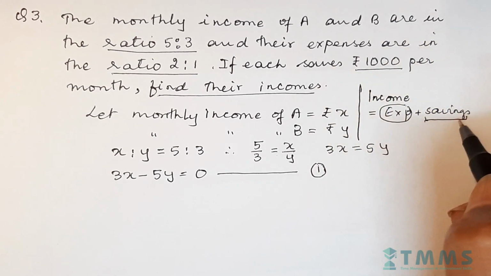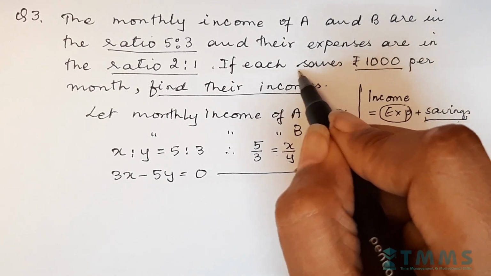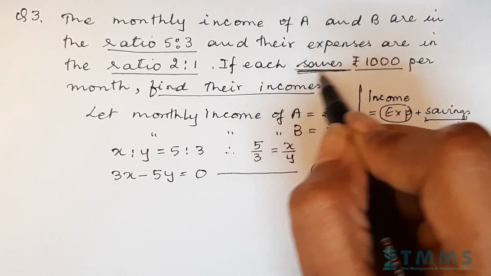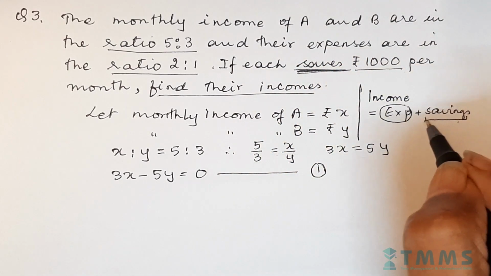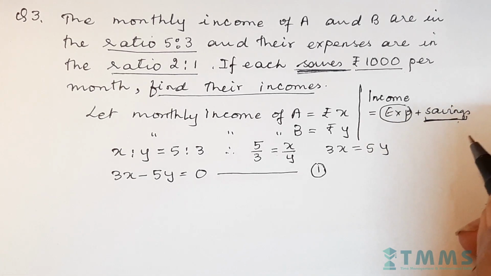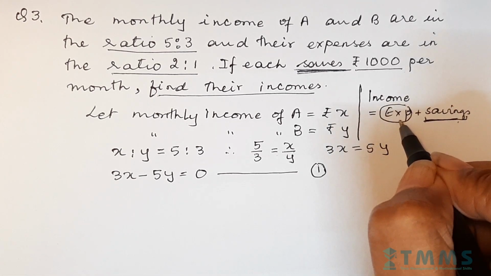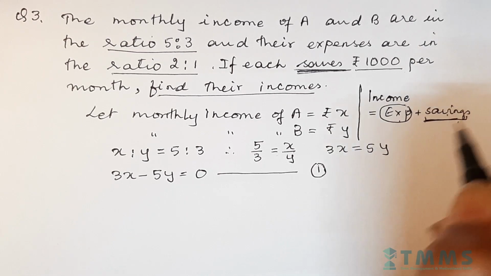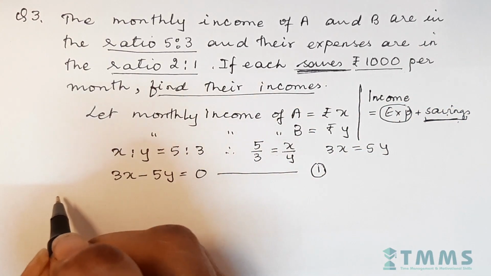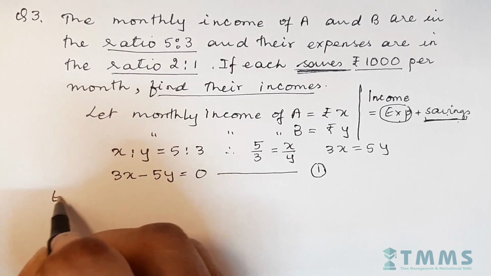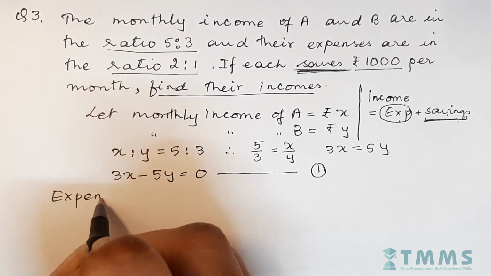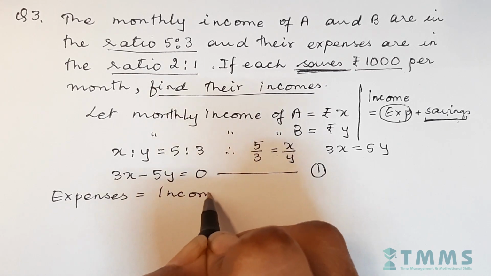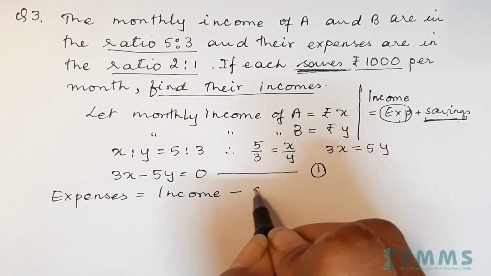Now, why did we think of this? Because they are talking about each saves 1000 rupees. So, savings is given as 1000. And so, expense therefore becomes income minus saving. So, the second equation will be connected with expenses. Expenses will be income minus savings.